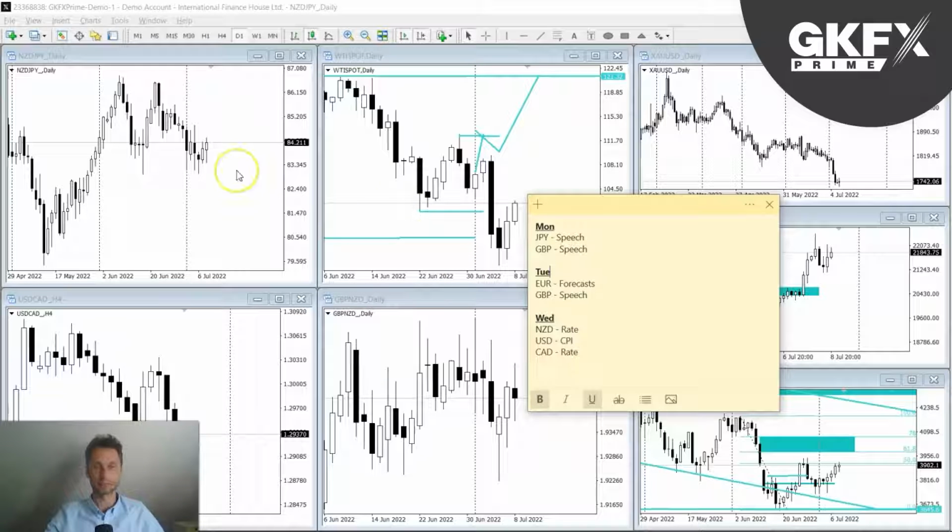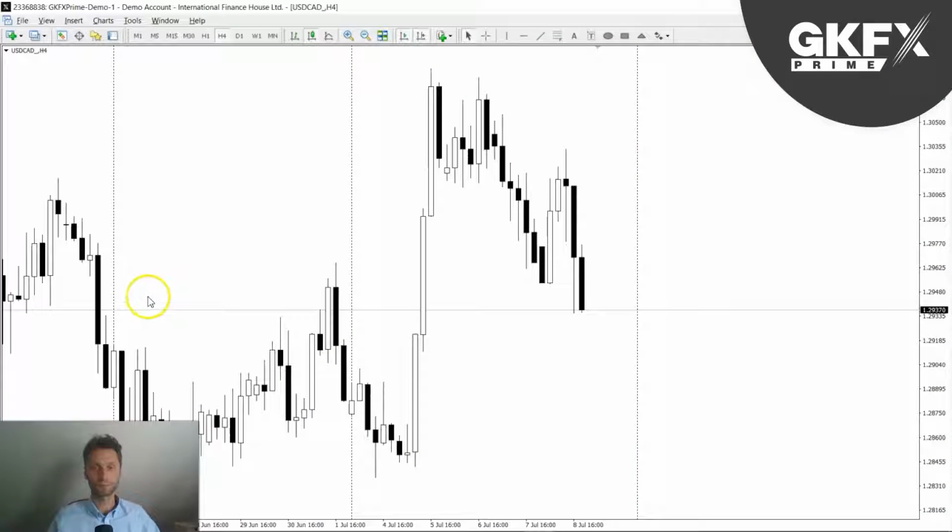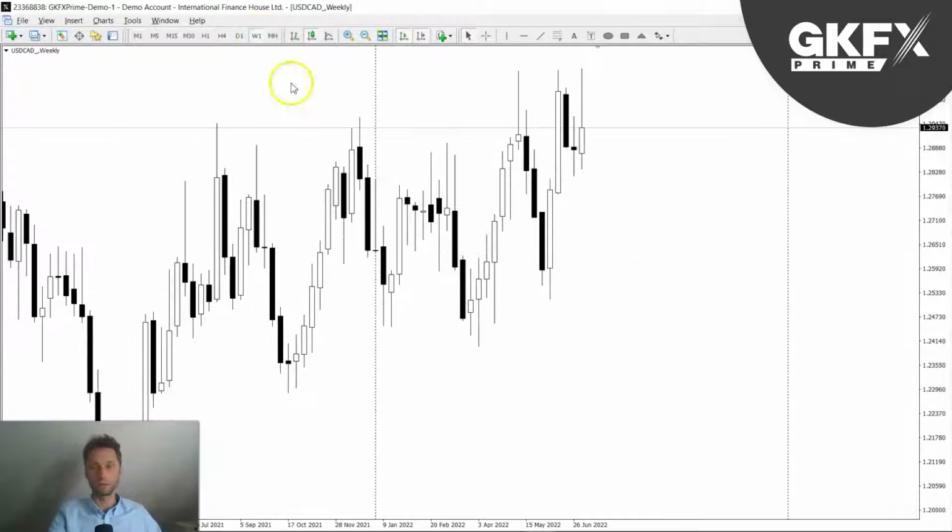Now I've picked out 7 different charts and I've got a few cross pairs here. Let's see what we can find. All right then. I'm going to start this week with the dollar CAD. Let's have a look on the weekly chart as ever.